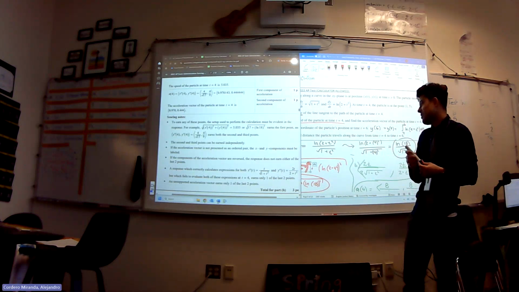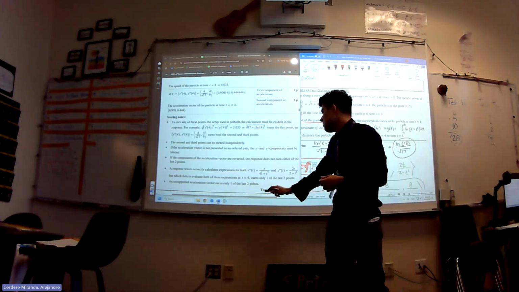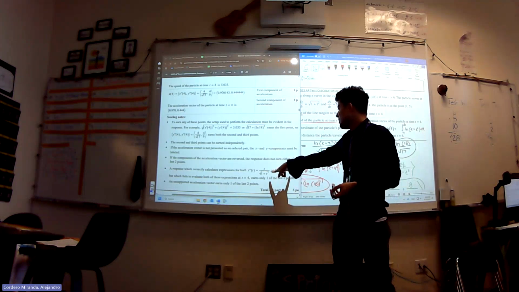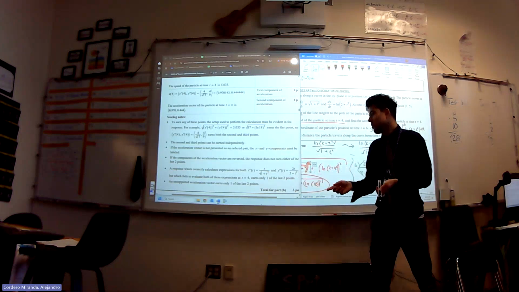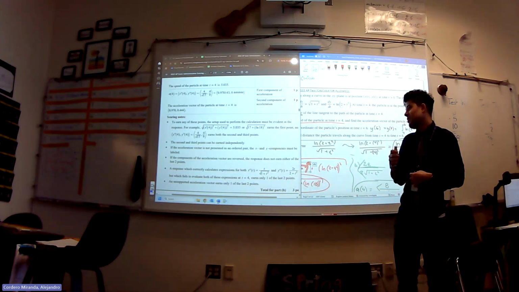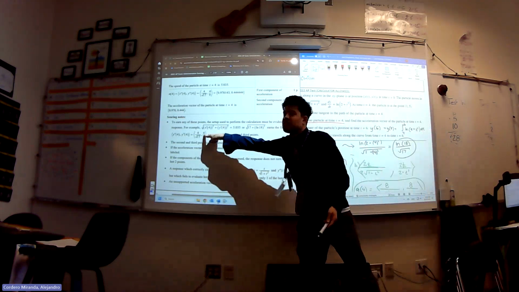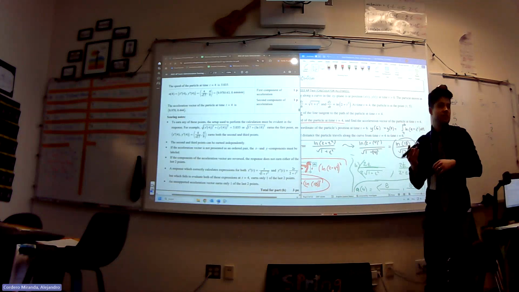A response which correctly calculates the expressions for both x double prime and y double prime, but fails to evaluate at 4, only earns one of the two. So that's actually pretty kind of them. If you got these derivatives right, but you didn't plug in 4, they still give you one of the 2 points. And then an unsupported acceleration vector earns only 1. As in, if you had just typed it into Desmos and given the answer, you get 1 of the 2 points.